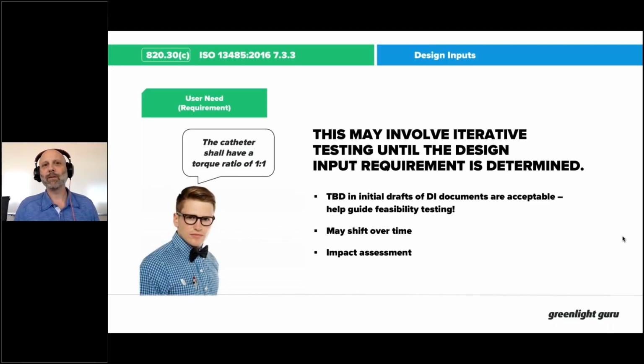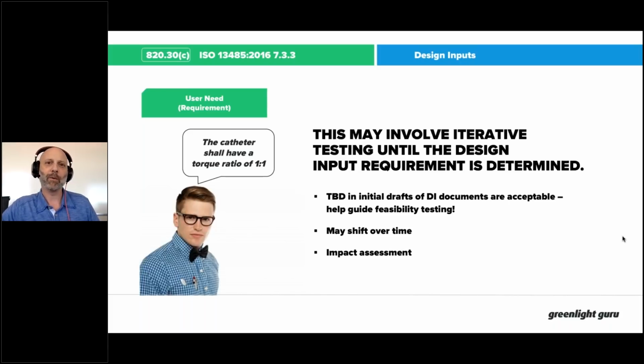So it's okay to use your design inputs as a starting place. What I mean by that is, I know that it has to have a certain torque ratio, but I don't know exactly what that ratio needs to be. So I'm going to put in a placeholder. I'm going to say that my catheter has to have a torque ratio of 2 TBD, or to be determined.